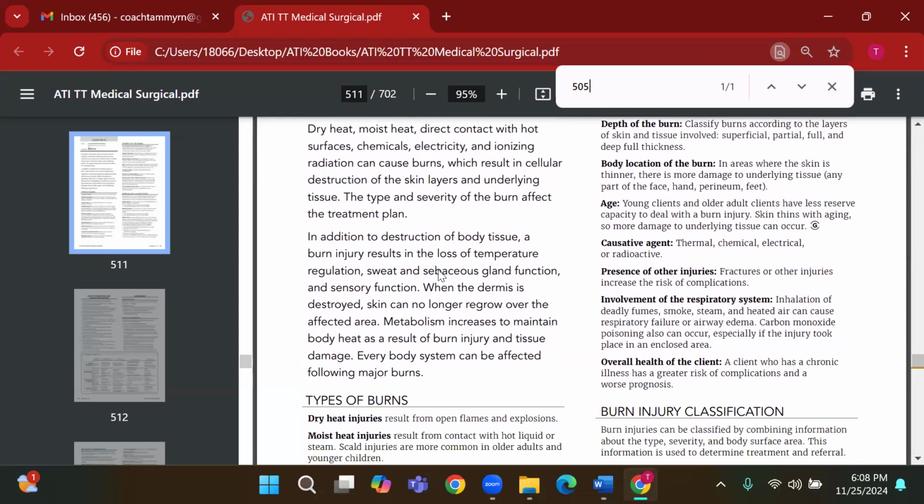So it says, in addition to destruction of body tissue, a burn injury results in loss of temperature regulation, sweat and sebaceous gland function, and sensory function. When the dermis is destroyed, skin can no longer regrow over the affected area. One thing that's important to know is metabolism increases to maintain body heat as a result of a burn injury and tissue damage. So every body system that you can think of is affected by a burn.